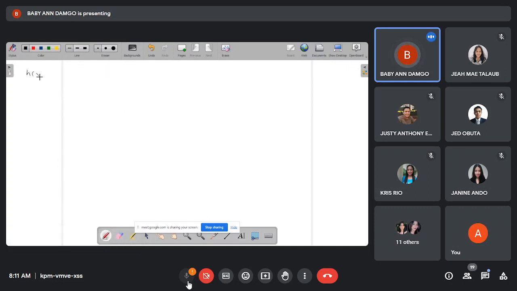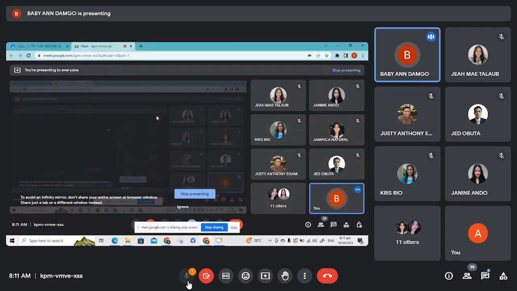If you have your h of x, which is equal to, okay, so I will give you again 5 minutes to solve this. So, time check, it's at 8:11, balik ka at 8:16.